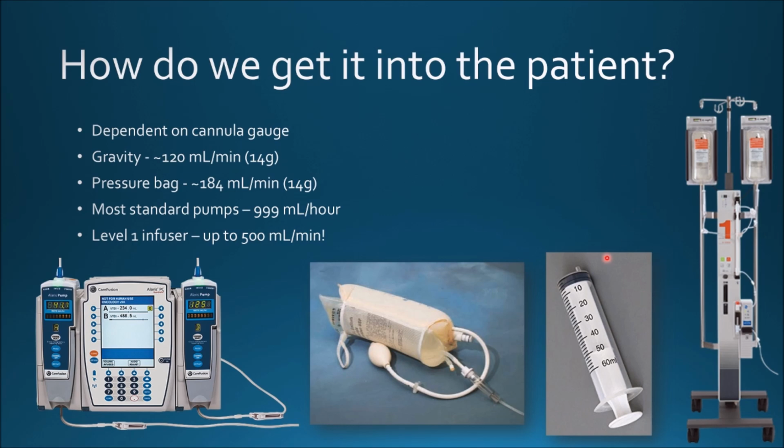And then even faster than that, we have the level 1 infuser. You will see this in a lot of trauma centers or other ERs and places like that. You can infuse up to 500 mLs a minute. So you can get fluid in patients very, very quickly. It's good if you have really massive trauma, they're losing a lot of blood, you need to get fluid in them fast. This is one way to do it. So just an example of the different ways and different rates that fluids can get in.